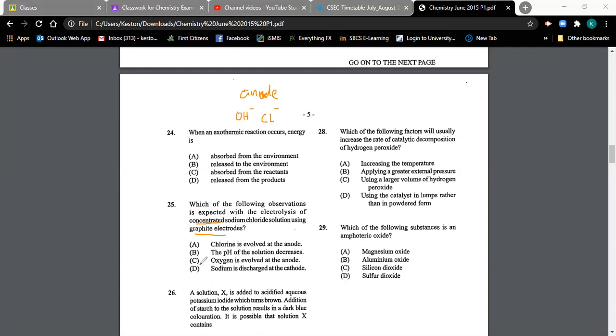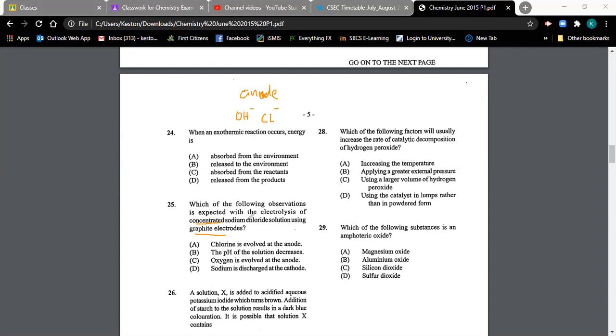Nope, that's not going to happen. Right? Oxygen is evolved at the anode. Nope, that's not going to happen either. Sodium is discharged at the cathode. Nope, hydrogen is going to be, because hydrogen is lower. So what's our correct answer? Yep, that's correct. A. That's correct.